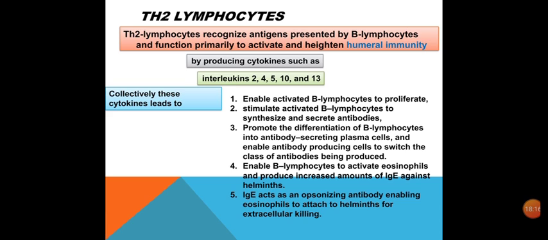promote the differentiation of B lymphocytes into antibody-secreting plasma cells, and enable antibody-producing cells to switch the class of antibodies being produced. Enable B lymphocytes to activate eosinophils and produce increased amounts of immunoglobulin E against helminths. Immunoglobulin E acts as an opsonizing antibody, enabling eosinophils to attach to the helminths for extracellular killing.